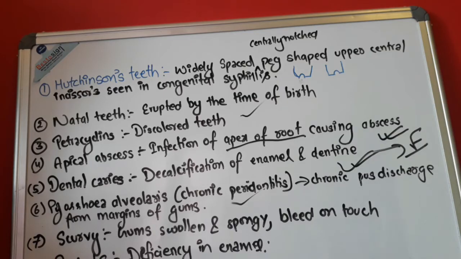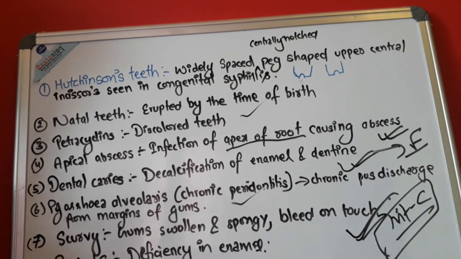And the seventh one is vitamin C. We all know what vitamin C deficiency causes. It's scurvy, which is known as swollen gums, and they become spongy and bleed on touch. Yes, definitely, it's a very common problem. And the vitamin that's required is vitamin C. This is also something you should definitely know, and I think most people know about it.